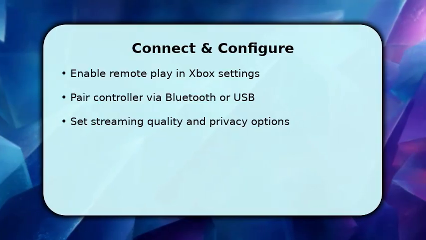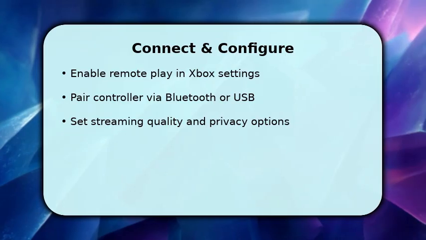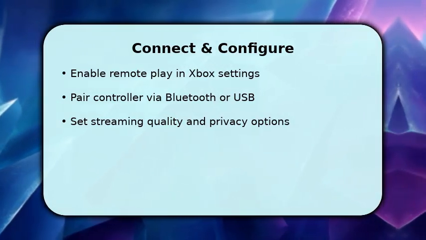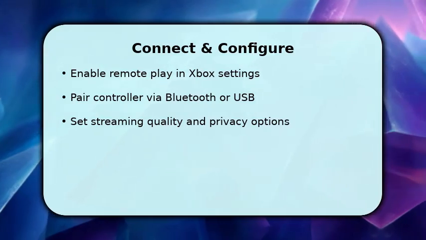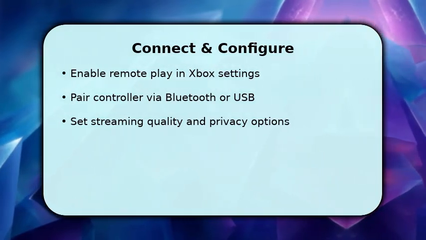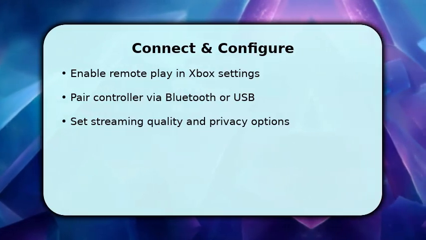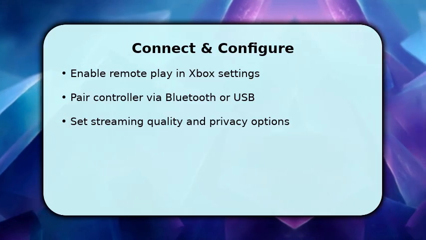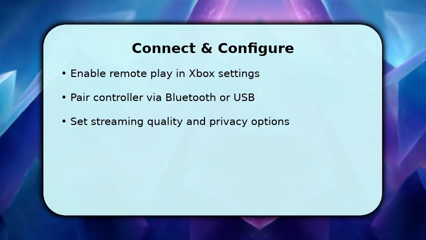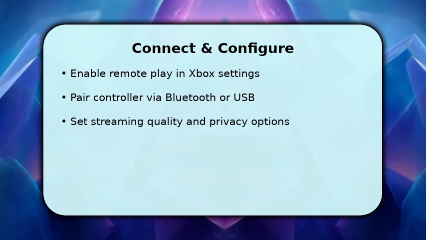Now you'll connect and configure the playable link. In the Xbox app, go to Console Connections and enable Remote Play. This opens the tunnel for input and video. Pair your Xbox controller to the PC via Bluetooth or by plugging it in, because controllers provide the best responsiveness for Dead by Daylight. Adjust streaming quality so you balance latency and visual fidelity. Lower resolution reduces lag. Make sure privacy settings allow remote connections. Otherwise, the app won't stream your console games to the PC.